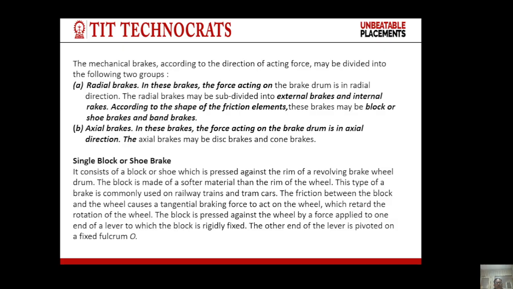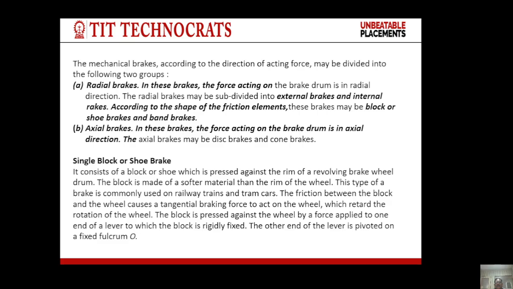Single block or shoe brake. Let me describe the construction of the single block or shoe brake. It consists of a block or shoe which is placed against the rim of the revolving brake wheel drum. The block is made up of softer material than the rim of the wheel. This type of brake is commonly used on railway trains and tram cars.